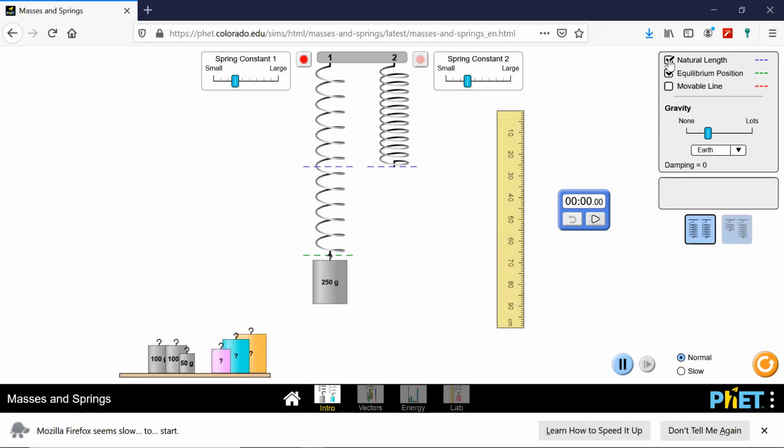Yeah, if you uncheck it at the top, it gets rid of it. But I want to keep it there because we are told to do so. But in our lab, when I say equilibrium position, I will mean that of the mass spring system. Not where the spring is in equilibrium, but with the mass attached to it.